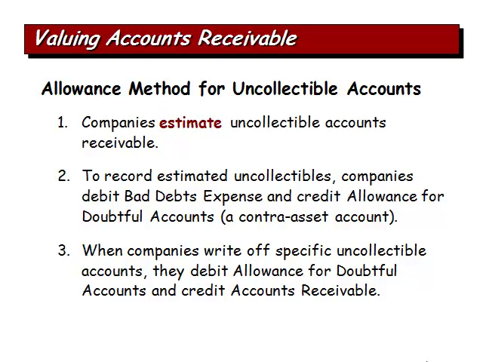Okay. So the allowance method, companies estimate uncollectible accounts receivable. And to record estimated uncollectibles, companies debit bad debt expense and credit allowance for doubtful accounts. And we already discussed that's a contra asset account. So debit bad debt, credit to allowance for doubtful accounts. And when you actually write off the account, you say, okay, this account that James Company owes us for $100 is bad. You need to write it off. You debit allowance for doubtful accounts and credit accounts receivable.